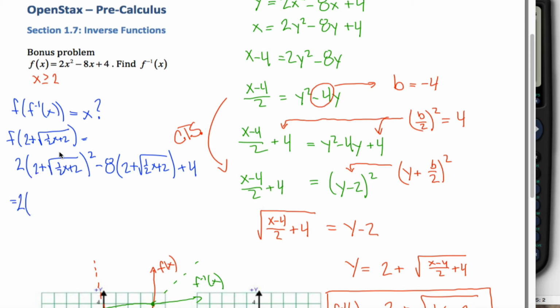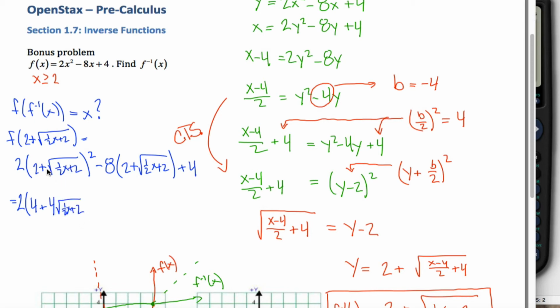If you took this thing and multiplied it by this thing, the 2 times the 2 would give you 4. The 2 times the square root of 1/2 x plus 2 would be 2 of these square root of 1/2 x plus 2's, but you're going to get 2 of those things because the O and the I in FOIL will be the exact same. You're going to get 4 square root of 1/2 x plus 2.